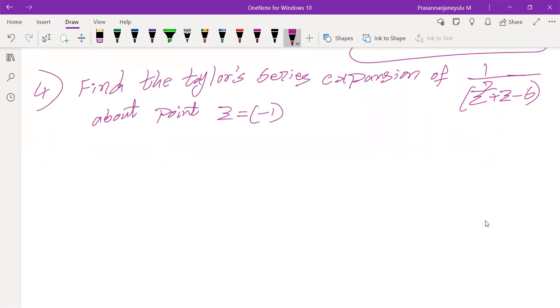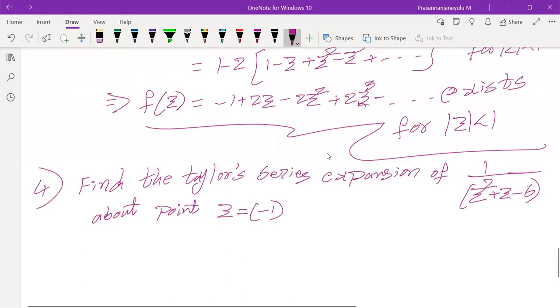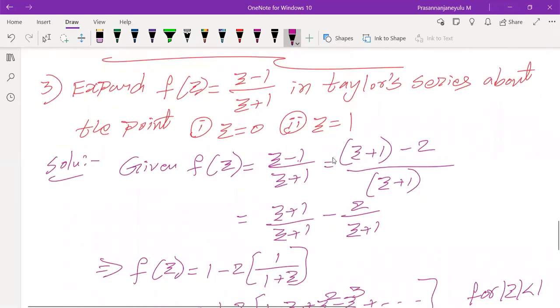Sir, in the third sum, for z equals 1, should we not consider z minus 1 equals w? Which one? Third question, second bit, for z equals 1. So we have to consider z minus 1 equals w.